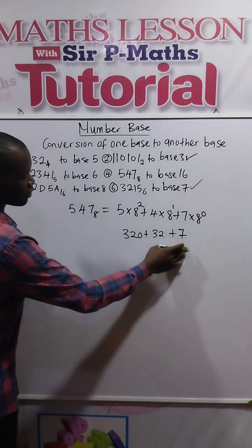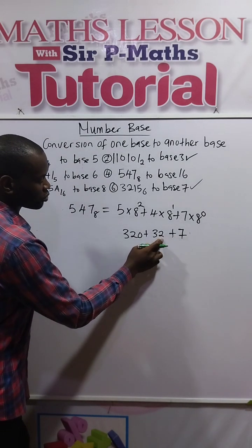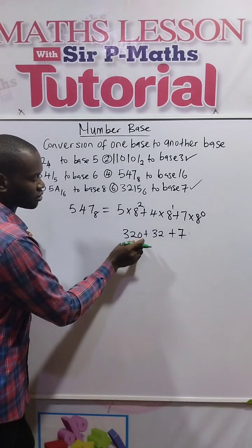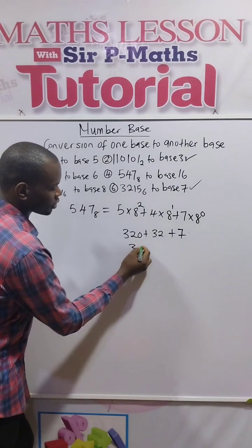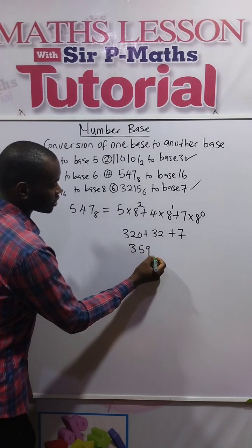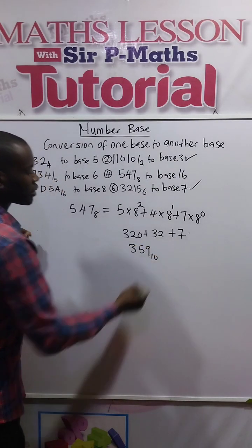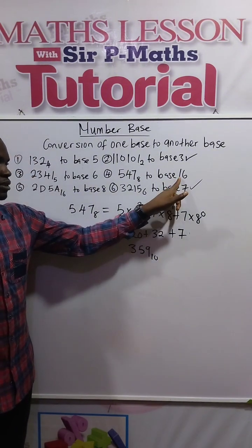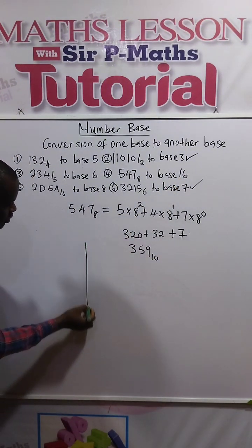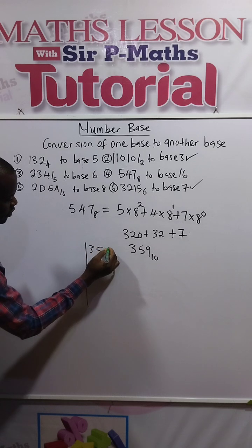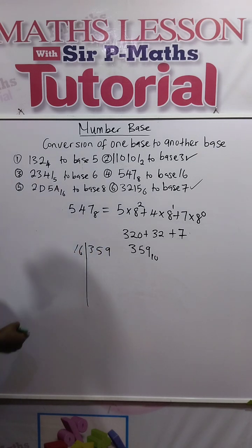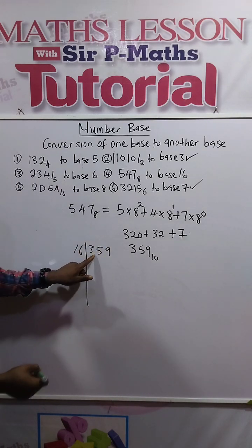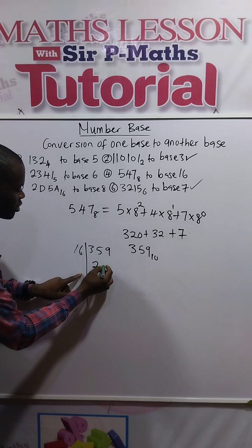Then let's add up everything. 7 plus 32 will give us 39. Plus here we have 59. So we have 359, and that is in base 10. Let's now convert it to a base 16 number. So we are having to divide 359 by 16. Now 16 divided 35 should give us 2, remainder 3.